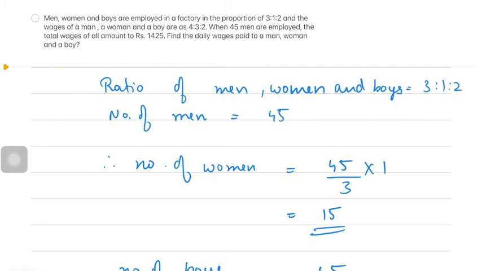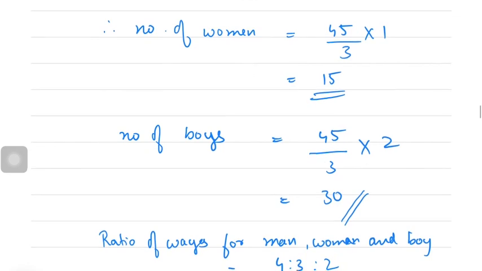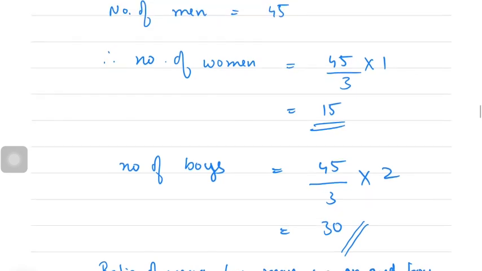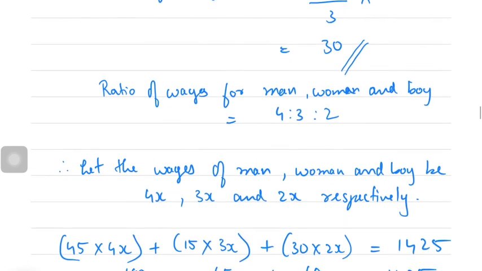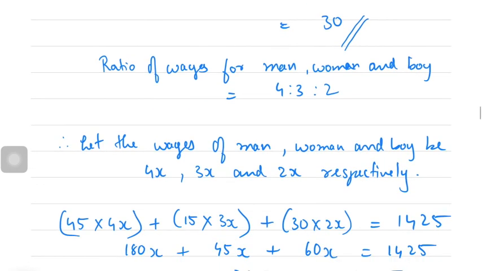Okay. The ratio of men, women and boys is given as 3:1:2. Number of men is 45. So if 3 is 45, how much is 1? How much is 2? So you get 15 and 30. So now you know the number of men, number of women and number of boys. So the ratio of wages is given as 4:3:2.